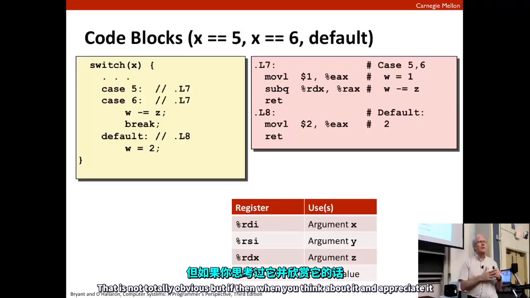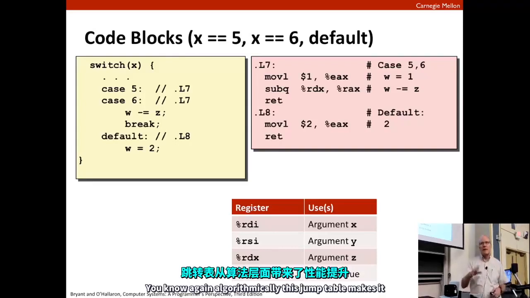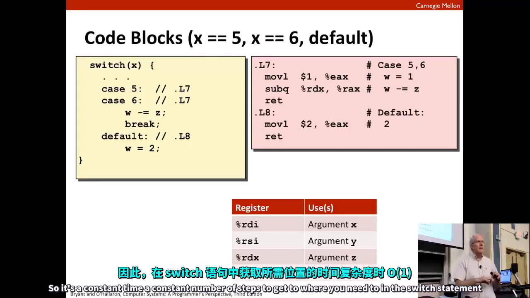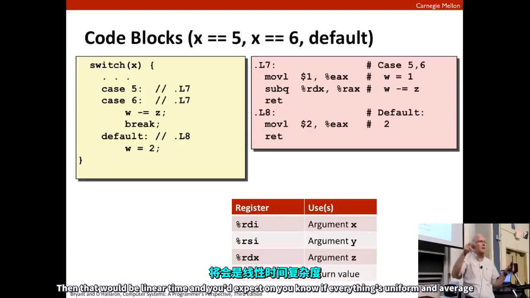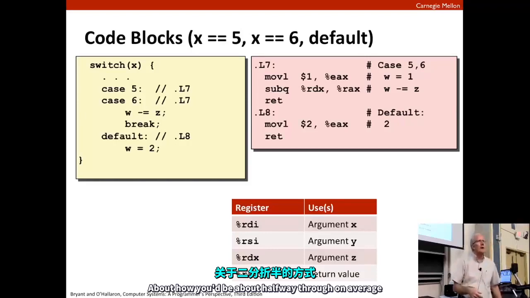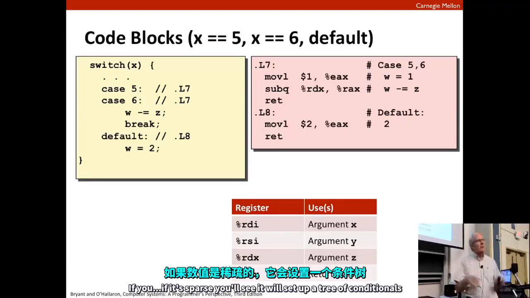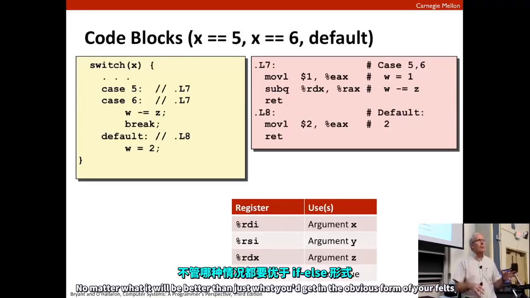not totally obvious, but when you think about it and appreciate it, it actually gives you a good performance boost. Again, algorithmically, this jump table makes it a constant number of steps to get to where you need to in the switch statement. If you just did it linearly, one after the other, that would be linear time, about halfway through on average if everything's uniform. If it's sparse, it will set up a tree of conditionals so it can do it in logarithmic time. So no matter what, it will be better than the obvious form of if-else.